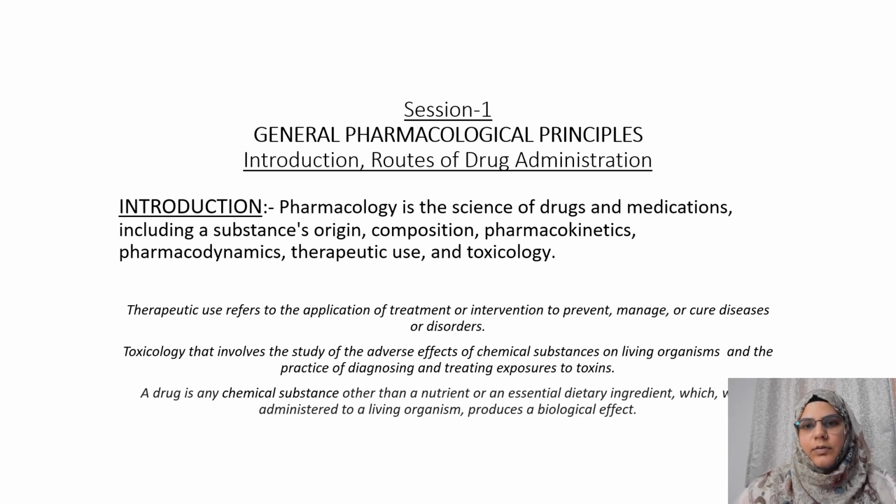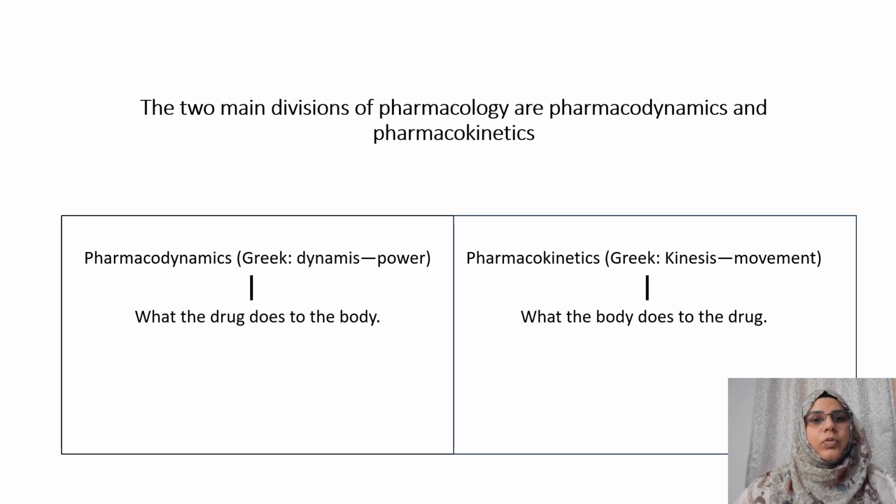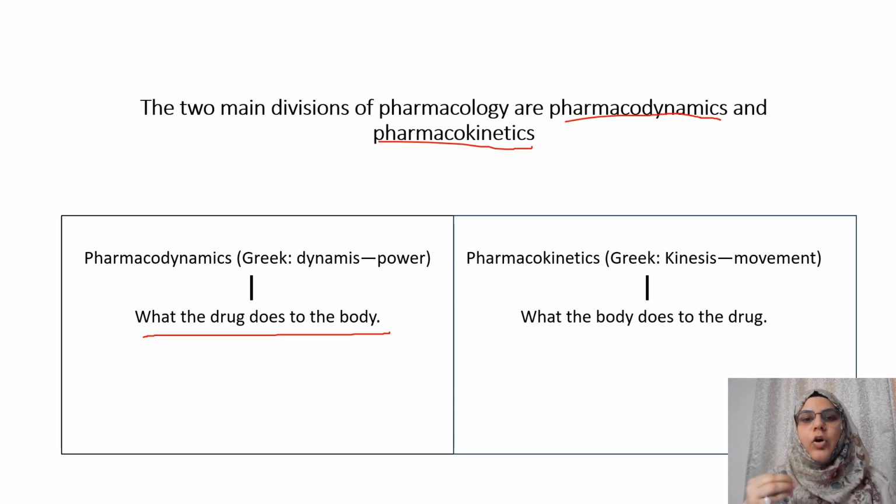We'll go to the next slide. Here we discuss pharmacodynamics and pharmacokinetics. Pharmacodynamics is what the drug does to the body. First thing, dynamic comes from the Greek, meaning power. That means how much power that drug contains. If you have a little pain or a severe pain, the potency of the drug should be different. That is what we are going to study in this, what the drug does to the body and how it is going to impact your body.